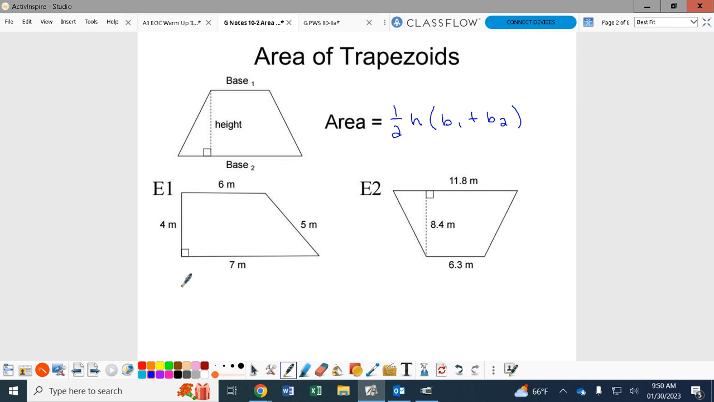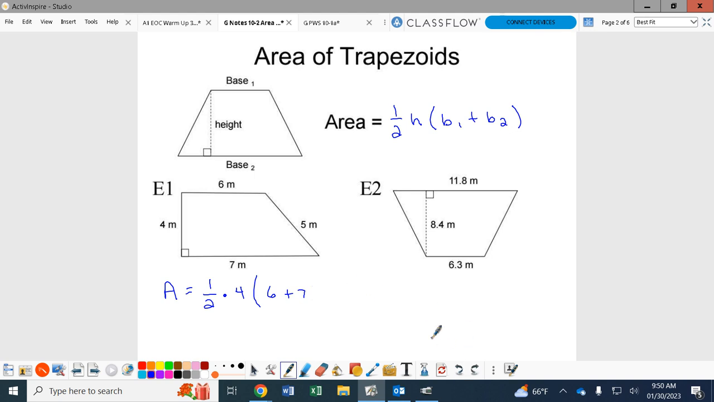So when you're looking down here at this problem, it's going to be area equals 1/2 times. Which one is the height out of those four numbers? Which one is at a right angle to the two bases? The one that is at a right angle to the two bases is going to be the 4. It doesn't have to be a dashed line, as long as it's a right angle to the two bases. And then what are your two bases that go inside your parentheses? 6 plus 7.